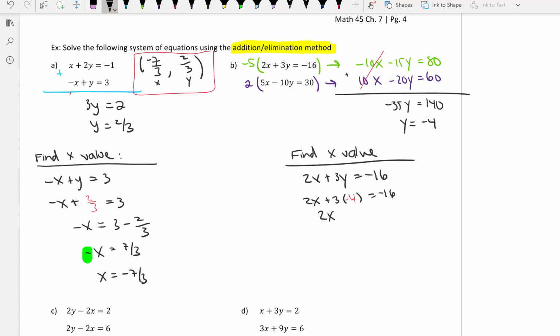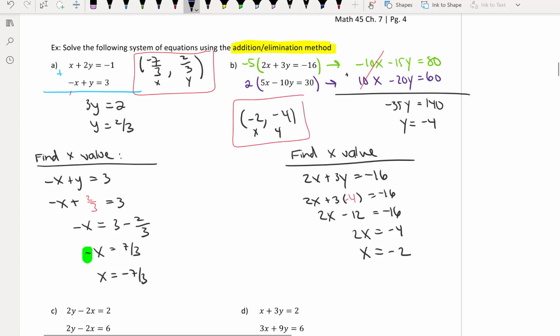So I get 2x minus 12 is equal to a negative 16. So negative 16 plus 12 would give me a negative 4. So x is going to give me negative 2. So my x value is negative 2, and my y value is negative 4. And so that would be my final answer for part B.